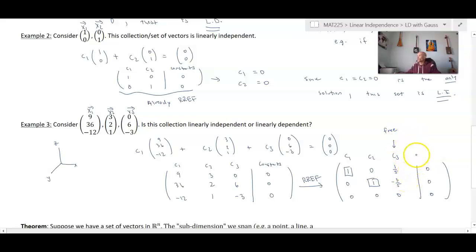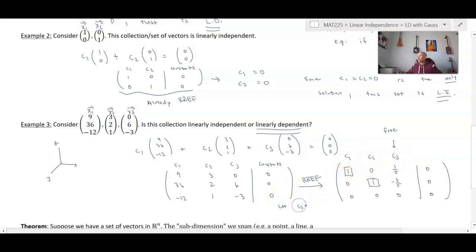so it is free. Now at this point you could really stop, because if there's a free variable, that means that there are going to be infinitely many solutions, and that means there are infinitely many choices for C1, C2, and C3, which makes the set linearly dependent. Okay, so this is going to be linearly dependent if we end up with a free variable. But let's just go ahead and establish that more clearly.